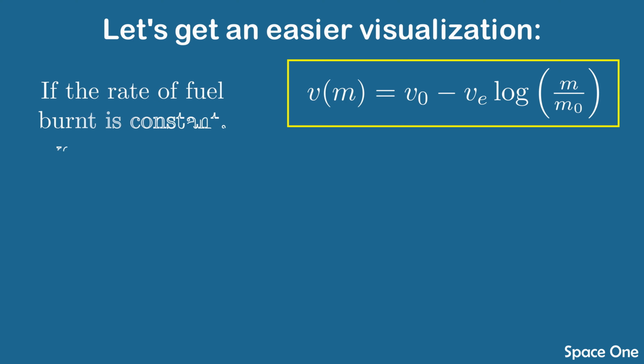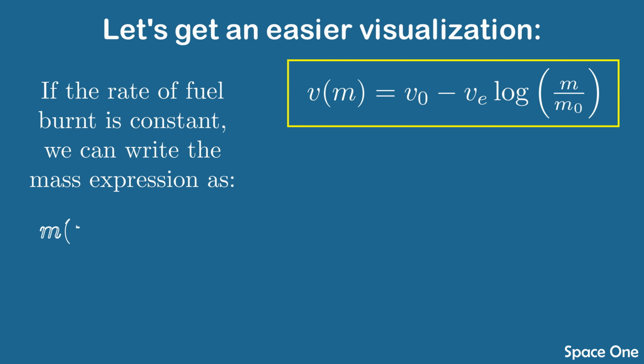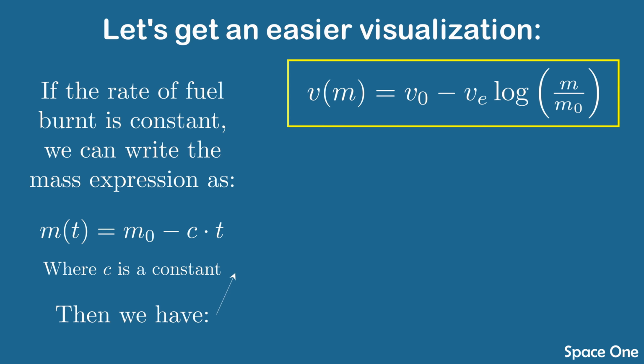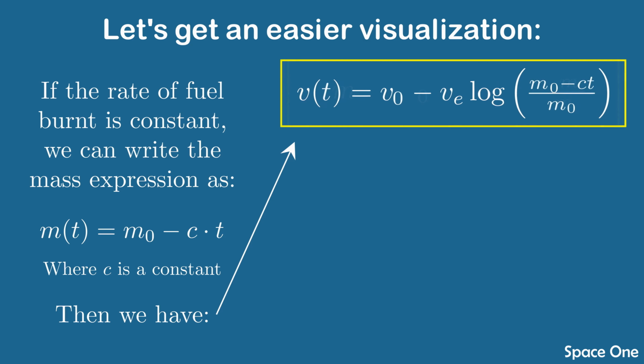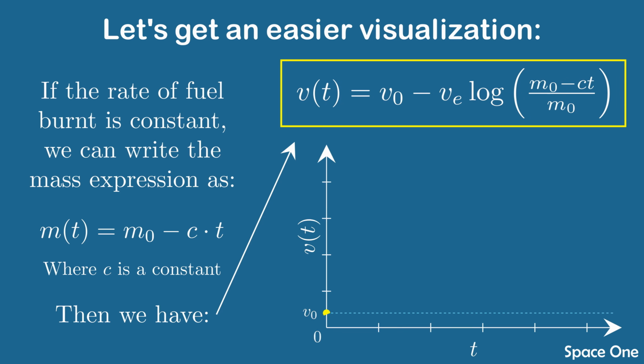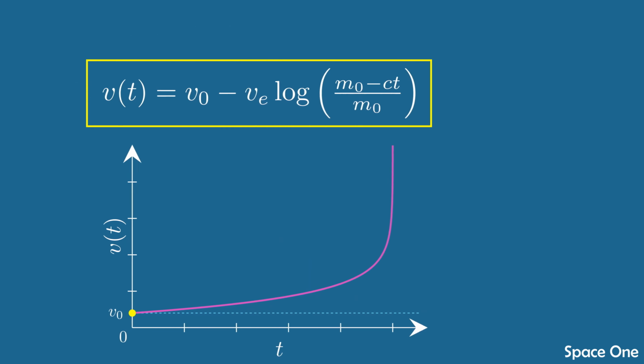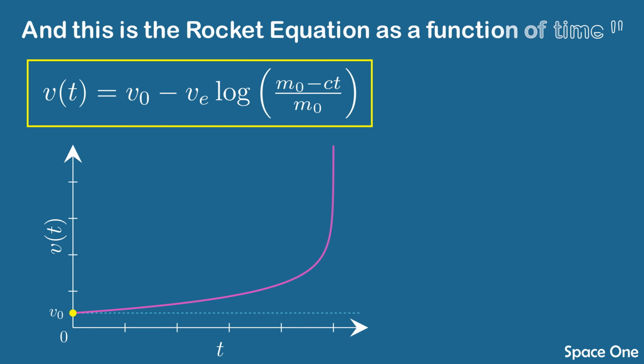If the rate of fuel burnt is constant, we can write the mass expression as m equals m0 minus c t, where c is a constant. Then we have... and this is the rocket equation as a function of time.